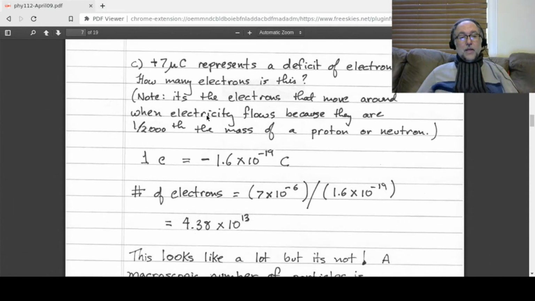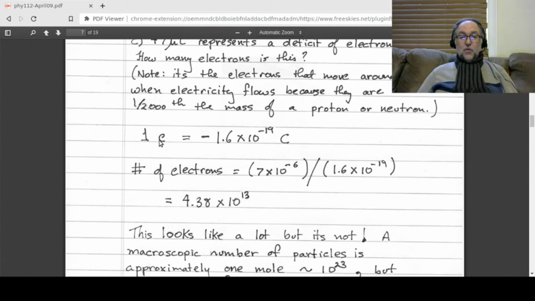Okay, so it turns out that the charge of 1 electron is minus 1.6 times 10 to the minus 19 coulombs. That was actually measured by Millikan a little over 100 years ago. So 1 electron is negatively charged, so you can see the negative sign there, 1.6 times 10 to the minus 19 coulombs. And so the number of electrons is basically the full charge, which is that 7 microcoulombs, or 7 times 10 to the minus 6, divided by the charge of just 1 electron, 1.6 times 10 to the minus 19, and that turns out to be 4.38 times 10 to the 13 electrons.